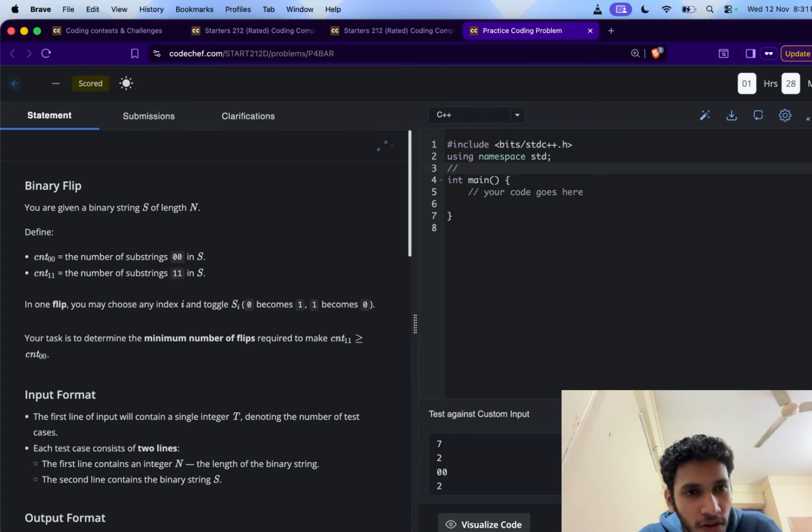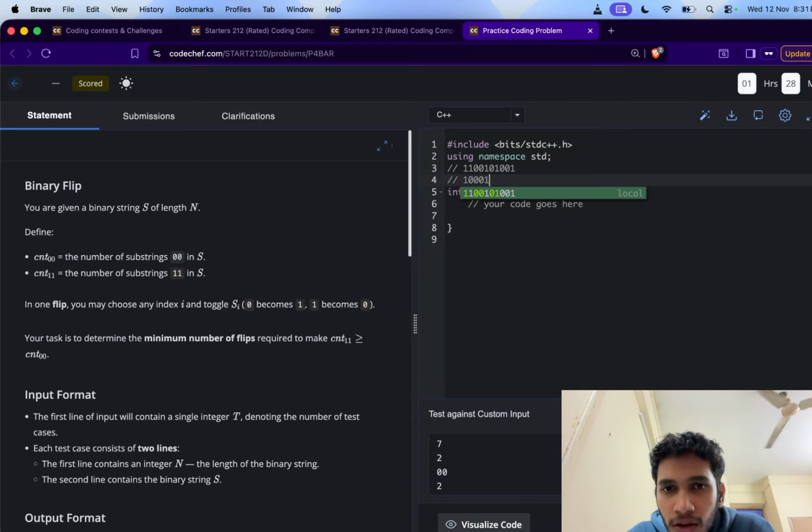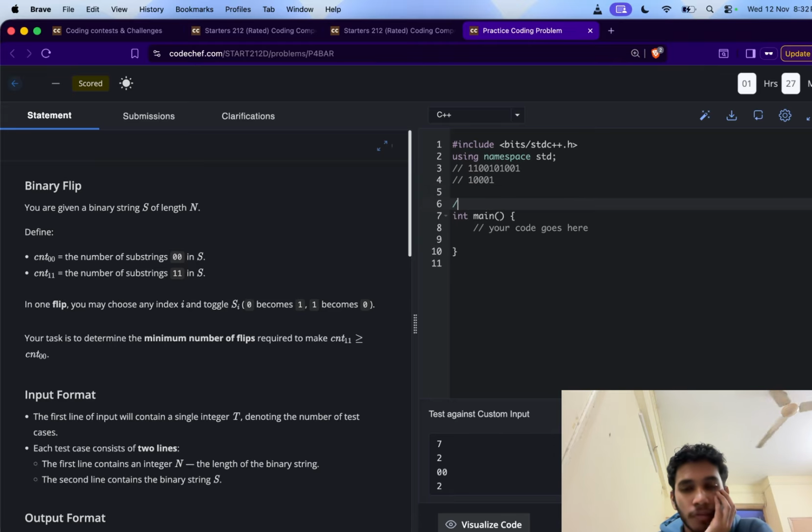Let me explain the question. We are given a binary string again, and CNT00 represents the number of 00 substrings present in S. Like this is a 00 substring present here. I've highlighted it. Similarly here, and if we are given this as a string, there are two substrings: this 00 from index 2 to 3, and this 00 from index 3 to 4. Okay, let's move forward.